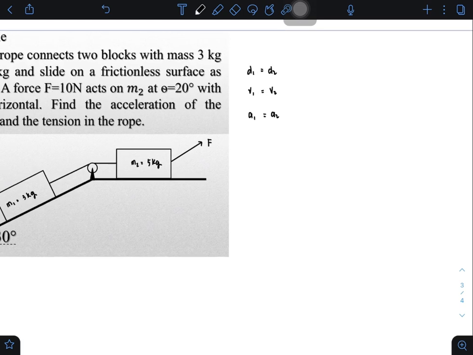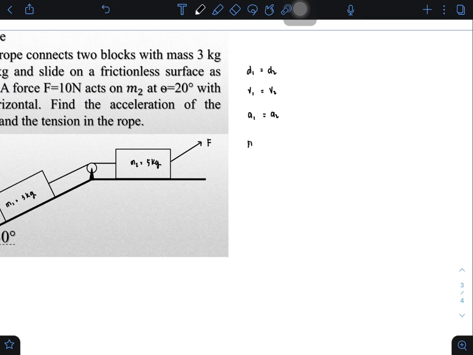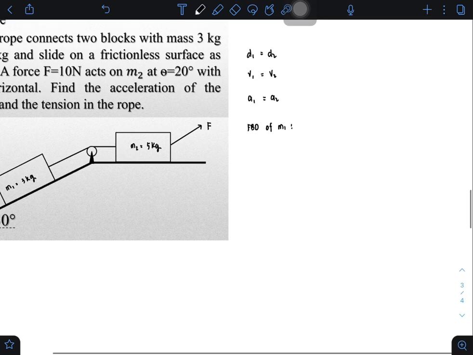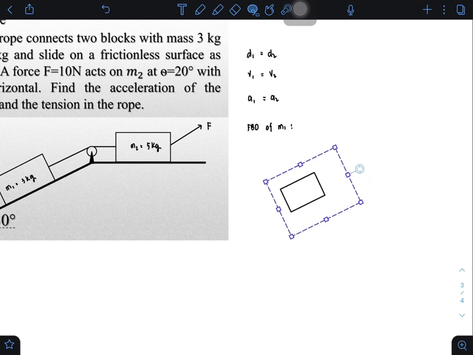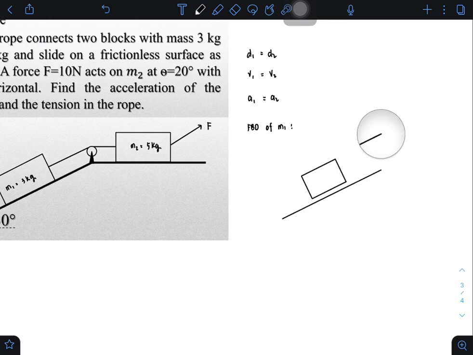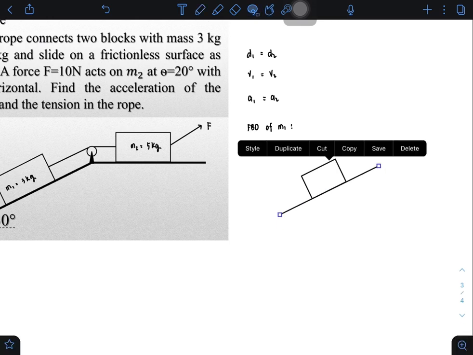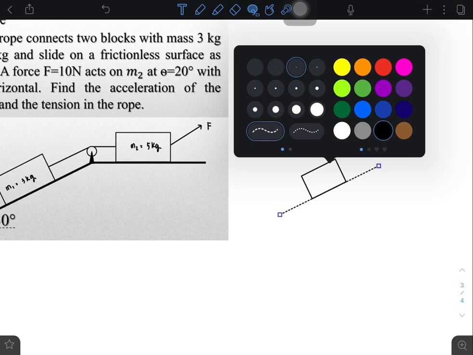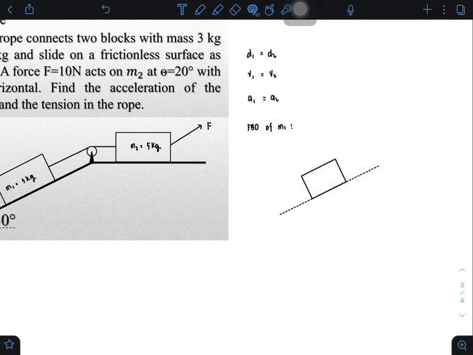So starting with the free body diagram of M1. What is M1? M1 is inclined at a certain angle, 30 degrees. So we're going to incline that one, and of course, you're going to observe this line. You can apply it here, just to indicate that this is its form.